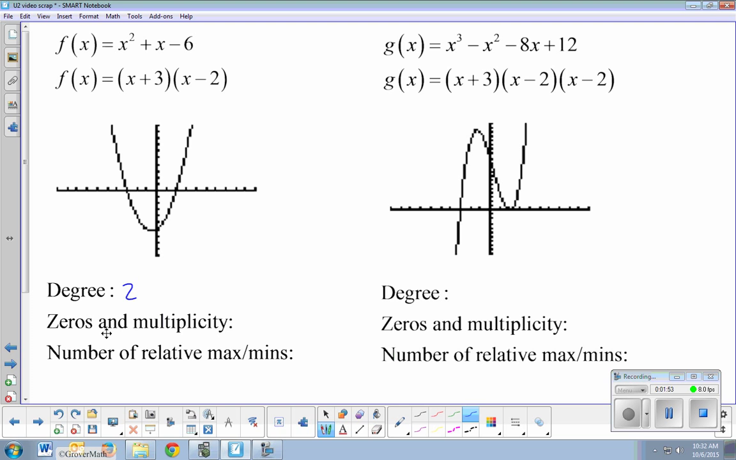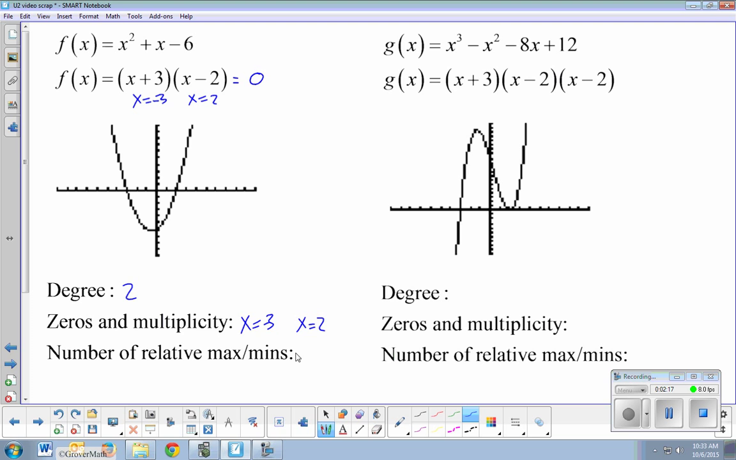Now, first of all, what are the zeros? Like x equals what? What are the x-intercepts? They come from the factors. If I set this equal to 0 and solve, I get x equals 3 and x equals 2. Sorry, x equals negative 3 and x equals positive 2. So the zeros are x equals negative 3 and x equals positive 2.